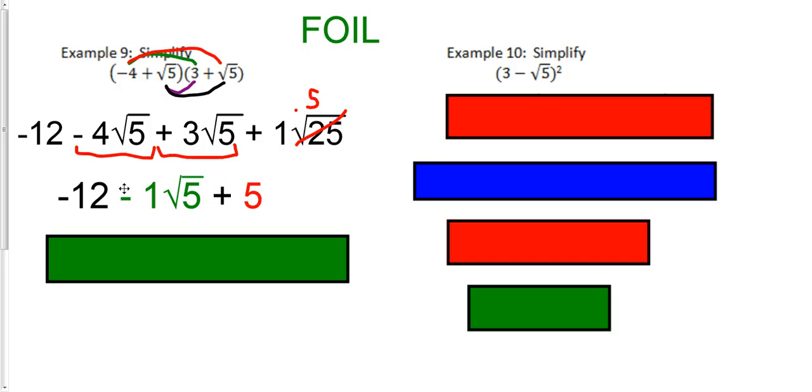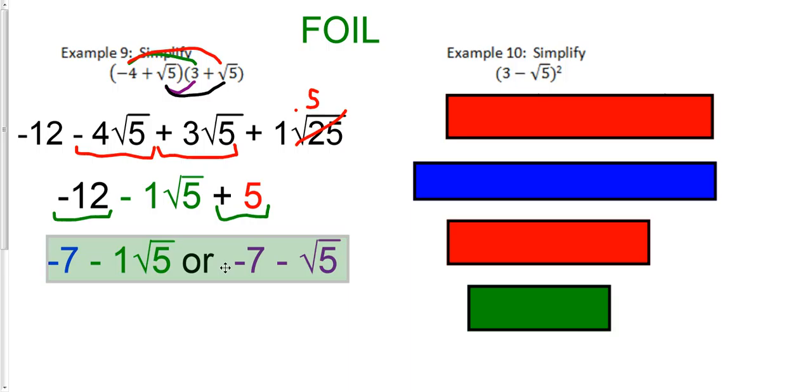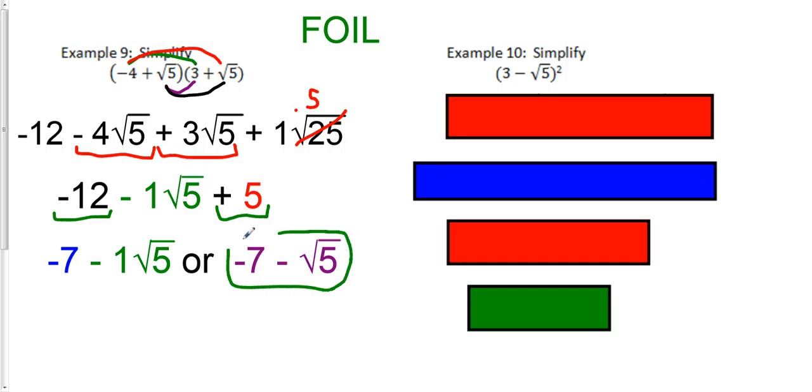So negative 12 minus 1 square root of 5 plus 5. We're almost done. All we have to do is combine our whole number parts, the ones without any radicals, so negative 12 and positive 5 would combine to negative 7. So you can either call it negative 7 minus 1 square root of 5, or just negative 7 minus the square root of 5. Either one works. And now we're on our last example.